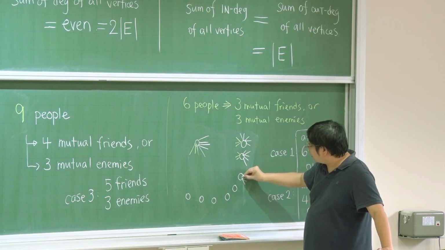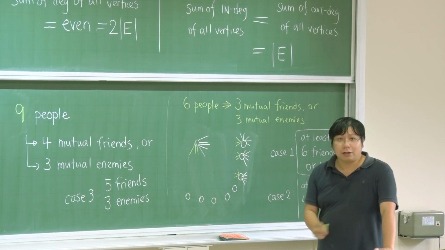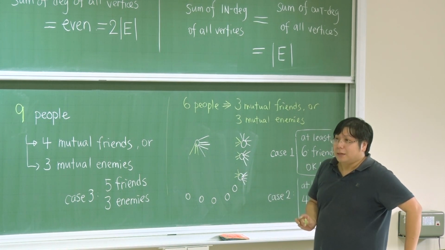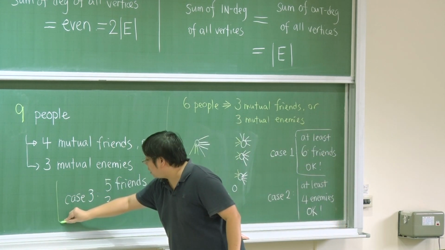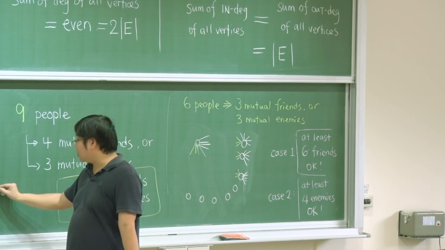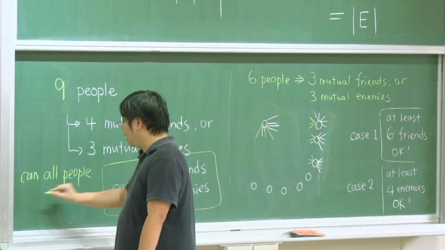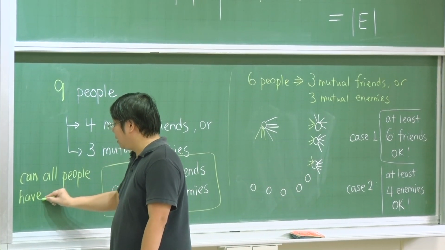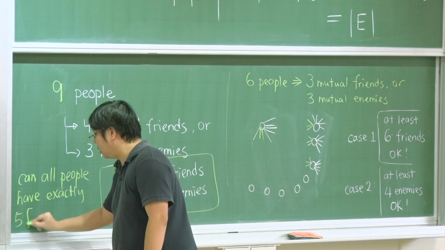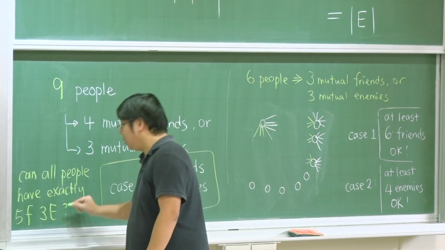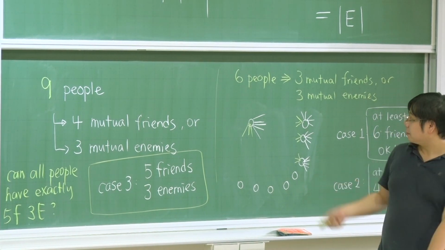What I'm claiming is that it is not possible that every one of them is 5 friends and 3 enemies. It cannot be. The problematic case is this one. So this is my question: can everyone have exactly 5 friends and 3 enemies? No, it can't.